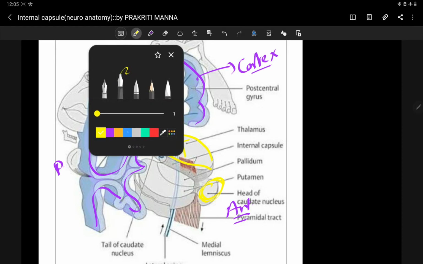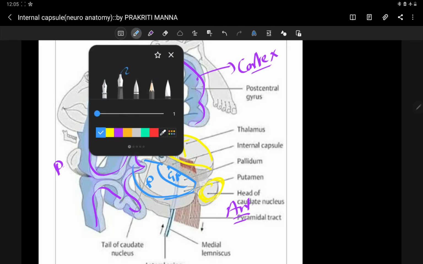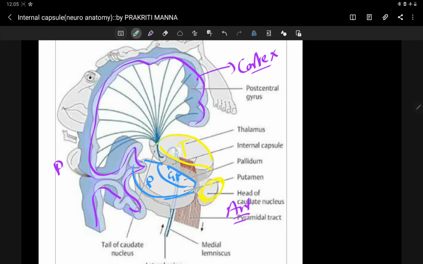Okay, and what is this structure? This is your lentiform nucleus, lens like. This lentiform nucleus has putamen outside and globus pallidus inside. In between the lentiform nucleus and the thalamus and caudate nucleus, your internal capsule is present. You can see these white fibers here. This is the anterior limb of the internal capsule, this is the genu, and this is the posterior limb.